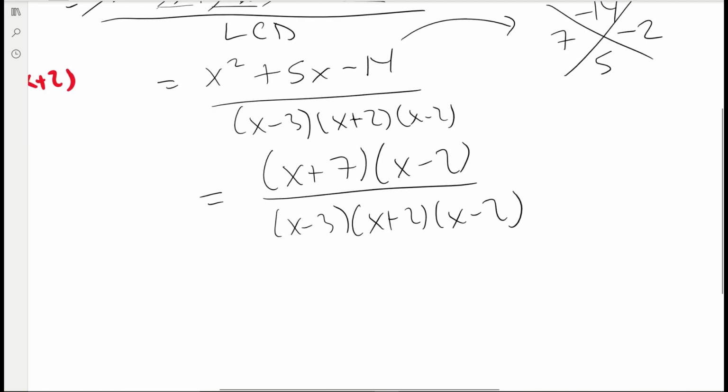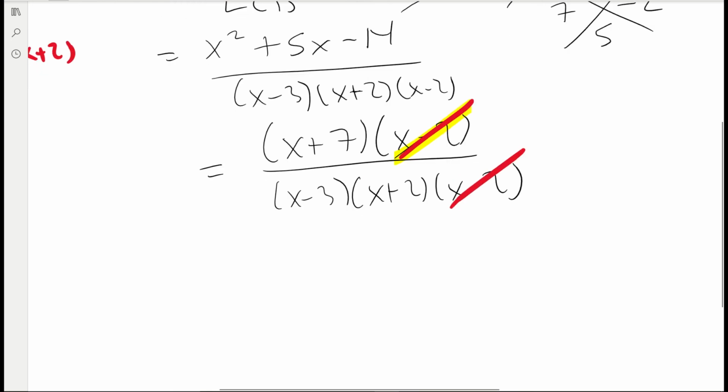Now this is why I told you to check to make sure that it factors, because there's a chance that they have the same factor. Now they have the same factor, if you notice that they have that same x minus 2 there. So I'm going to go ahead and cancel that out because they have that in common. So then my final result is x plus 7 over x minus 3 times x plus 2.